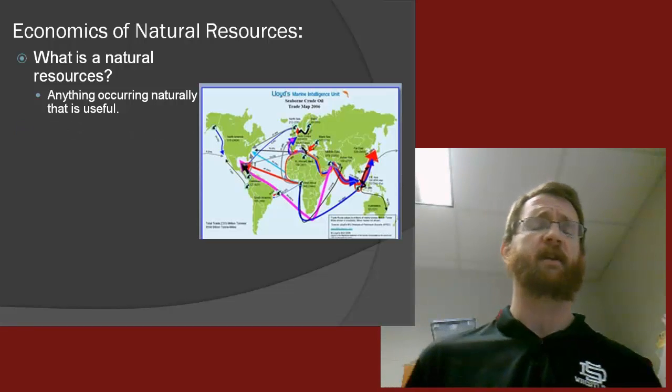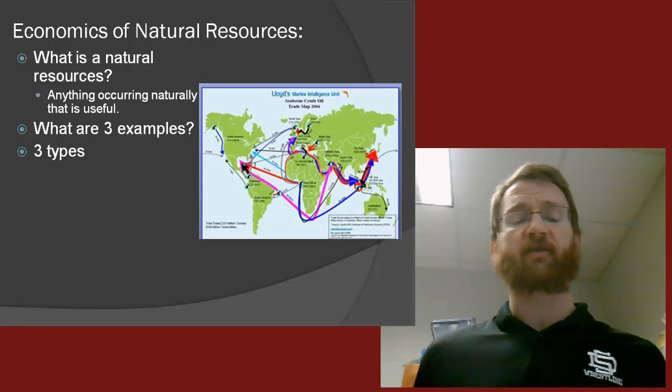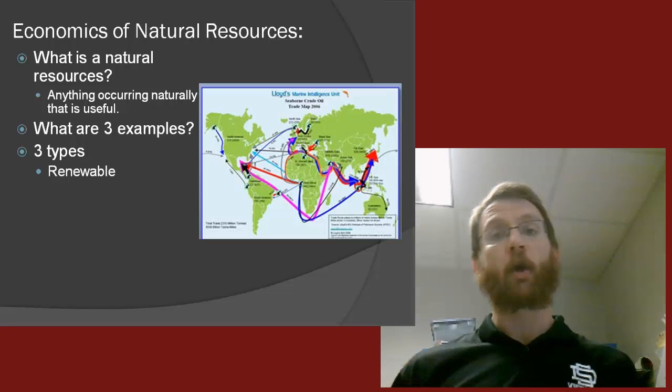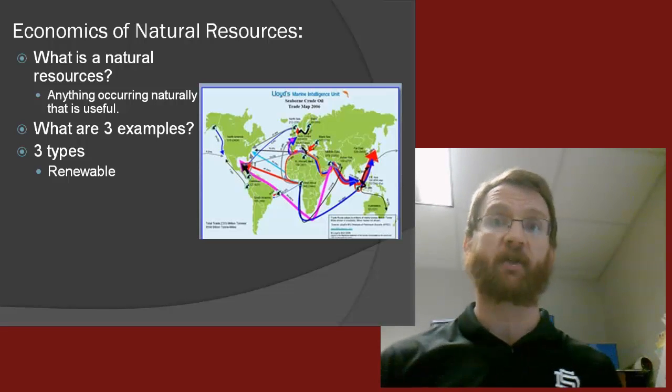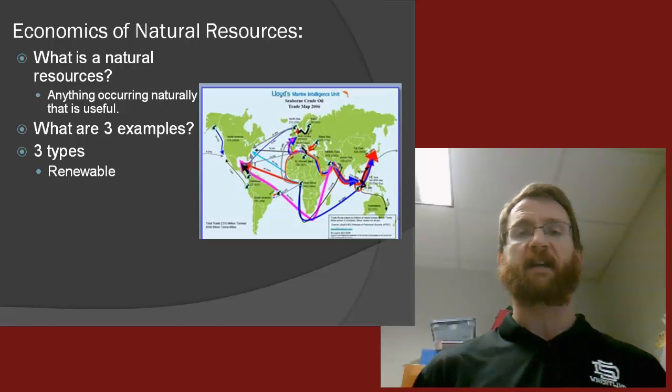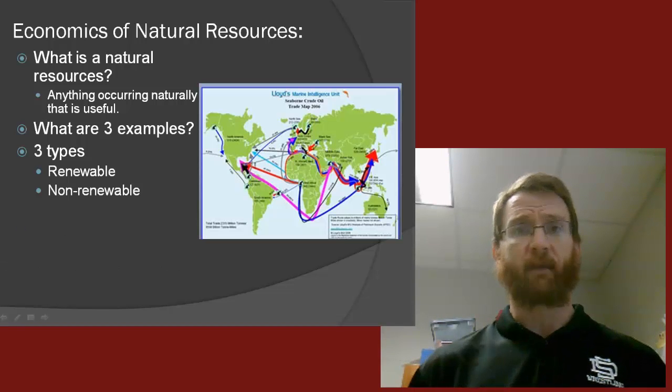So there are several types of natural resources that we'll break them down into. First is a renewable resource. A renewable resource is any resource that you use and it comes back. It comes back within a reasonable expanse of time, within your lifetime, multiple times over.